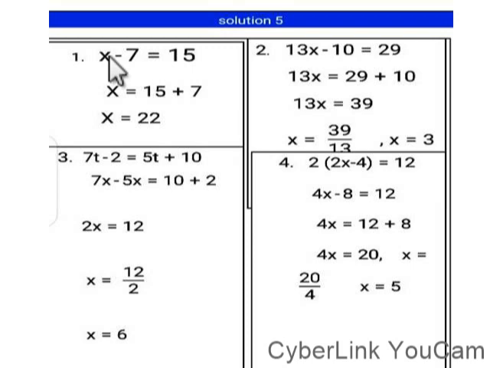X is pushing every other number towards the right hand side so that it can stand alone. Okay, so for us to solve this, what we do mathematically, to eliminate this minus 7 and do away with x, all we need to do is to add 7 to both sides. When you have minus, you add to both sides.